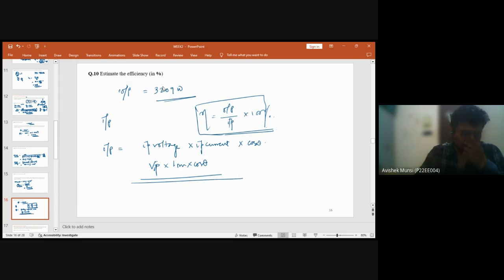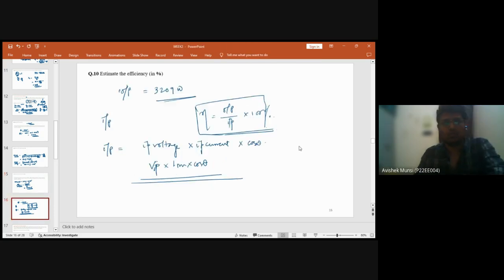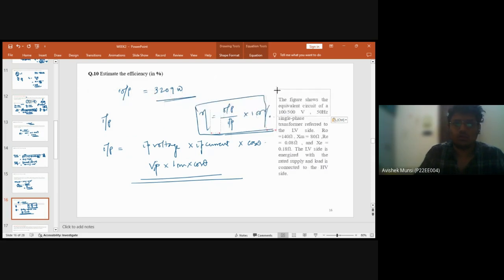So we calculated all the values. So try to solve it. I'm giving you the data again if you require. Give 2 minutes to solve it.